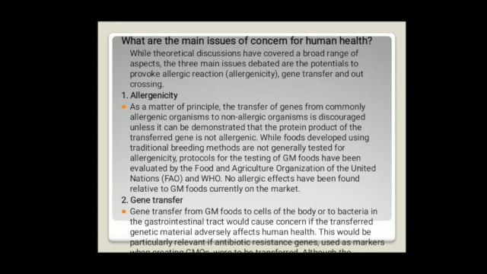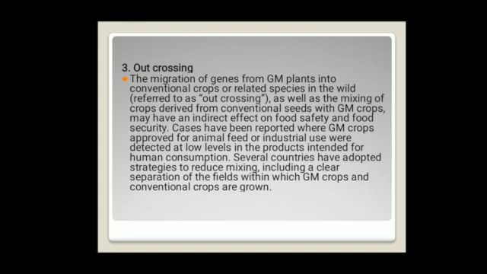Last is outcrossing. The migration of genes from GM plants into conventional crops or related species in the wild, referred to as outcrossing, as well as the mixing of crops derived from conventional seeds with GM crops, may have an indirect effect on food safety and food security.